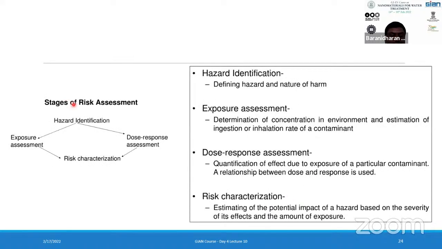When it comes to risk assessment, there are several steps: hazard identification, followed by exposure assessment, dose response, and risk characterization. Hazard identification is defining a hazard, where you suspect it may cause harm to you. So let us assume that these nanoparticles are a hazard to human health.